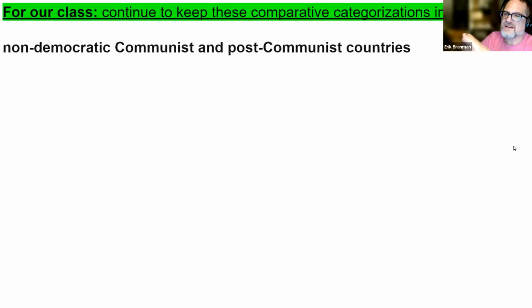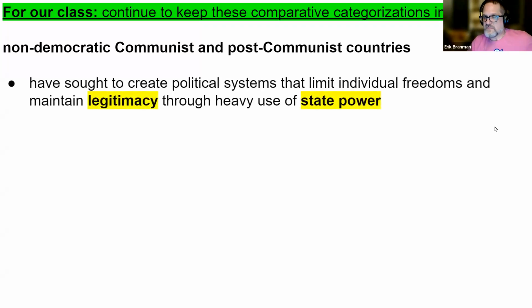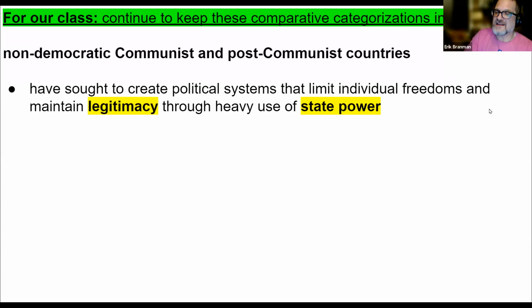Second, non-democratic communist and post-communist countries. This is how I would again suggest that we keep these categories in mind, regardless of what the text says. Communist, post-communist countries have been countries that have sought to limit individual freedoms and maintain legitimacy through heavy use of state power. That's the last piece of review information that we covered in class actually today, October the 10th.